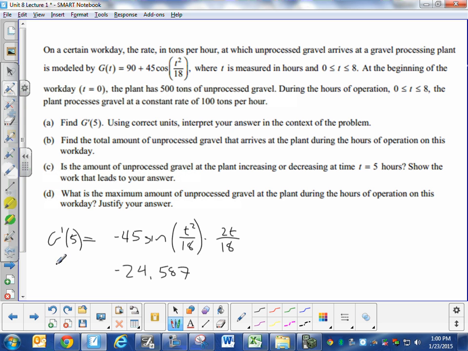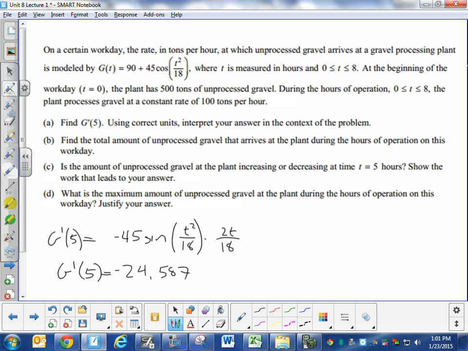Instantaneous rate of change of the instantaneous rate of change of gravel volume. That's exactly right. It's the rate of change of the rate that gravel is being brought in. So you're bringing in gravel at a rate, say it goes from 5 tons to 105 tons. You're looking at the change in that rate. Since it's negative, you would say the rate at which gravel is arriving is decreasing by 24.58.